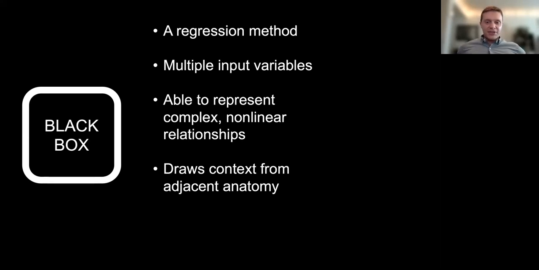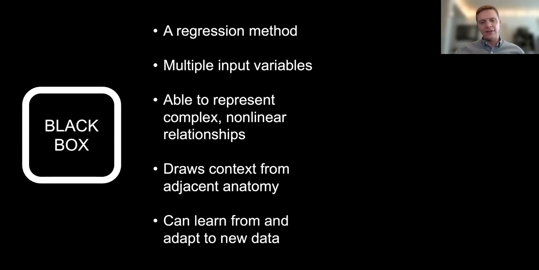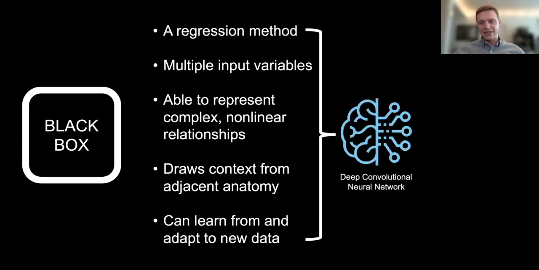Ideally, it would be able to draw context from adjacent anatomy because we are looking at images, so adjacent pixels do have some correlation with each other. So being able to draw from that spatial context is useful. And it also needs to be able to learn from and adapt to new data. So probably all recognize by now that these are all characteristics of deep convolutional neural networks, one of the best black box algorithms that we have right now, and what we chose to use for this study.